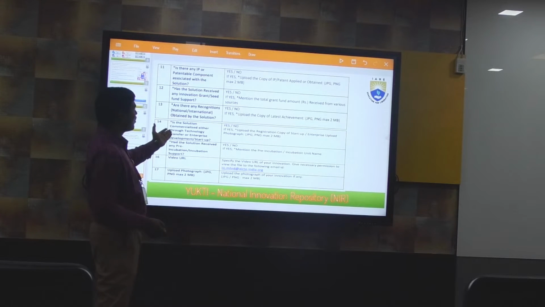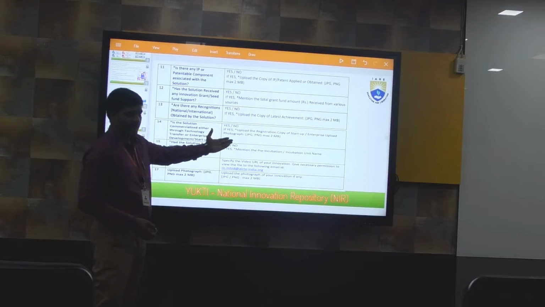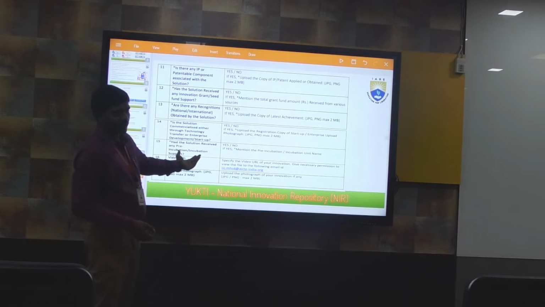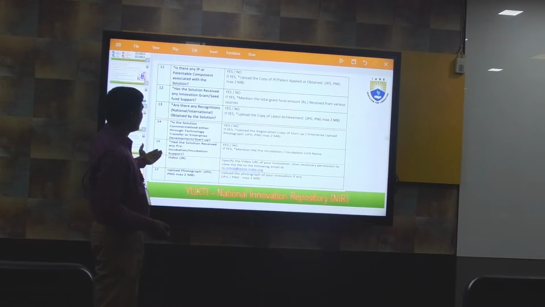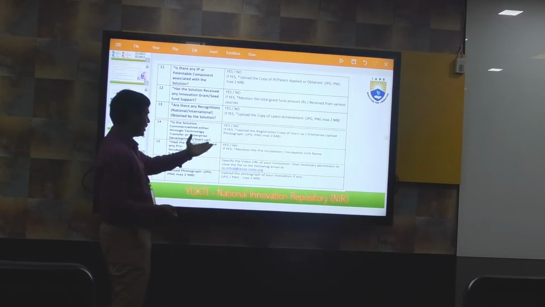If the solution is commercialized either through technology transfer or enterprise development, and they select yes, then what are the details of this tech transfer or commercialization? Next, whether the solution received any pre-incubation or incubation support, which is from the college end. We have some centers like technology innovation, STSP, and in aeronautical, the ARDC. In the departments also some centers are there. Whatever they received, they have to select here.